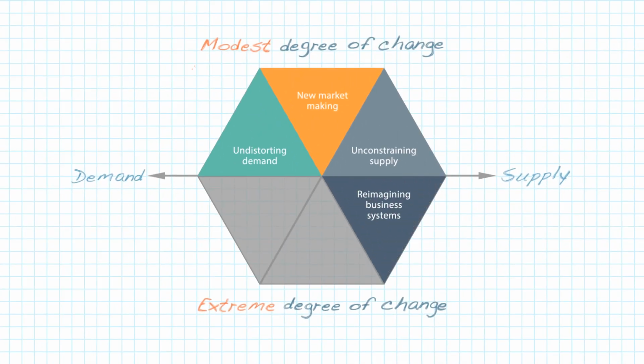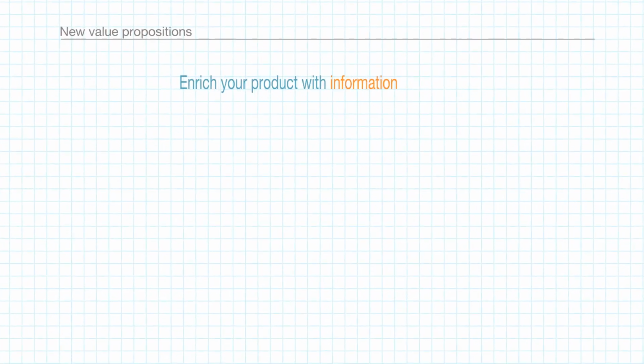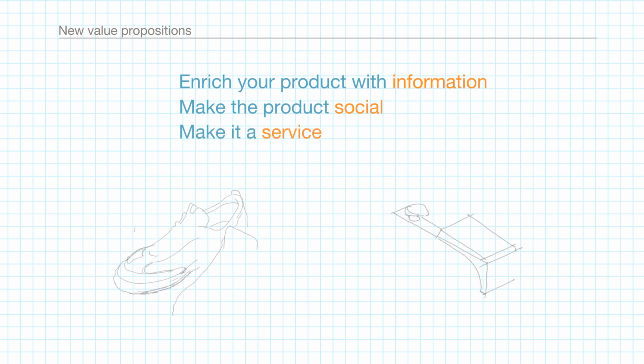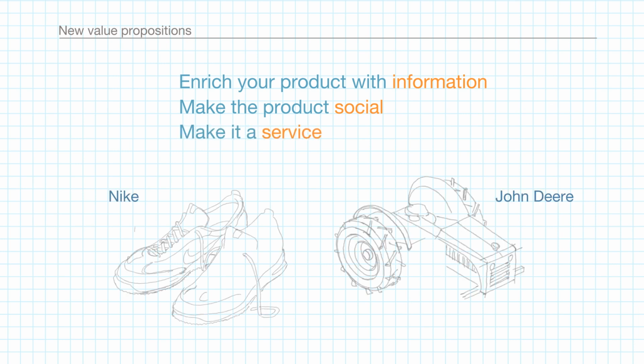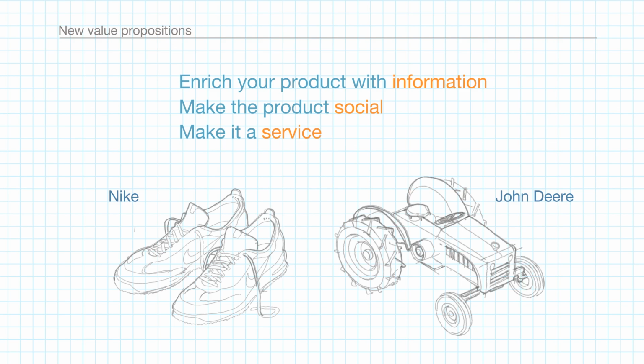I'm going to skip across to the left-hand side now and talk about new value propositions. This is about using digital technologies to fundamentally improve the value to the customer. For example, you can enrich your product with information. You can make the product social or you can make it a service. For example, Nike and John Deere have very successfully attached digital, information-rich services to their physical products.